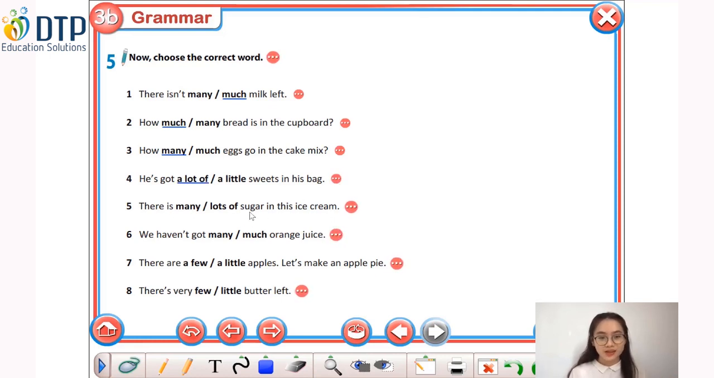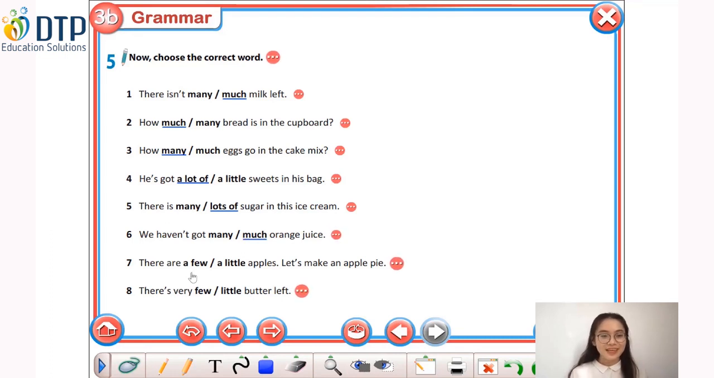Number 5, sugar is uncountable. So can we say many sugar? Yes or no? No, we cannot. So we have to use a lot of or lots of sugar. Very good. Number 6, orange juice. So remember that the noun here is orange juice, which is uncountable. So can we say many? Yes or no? No, we have to use much in the sentence.